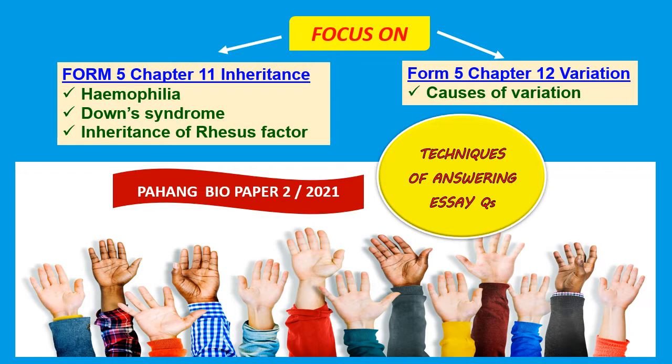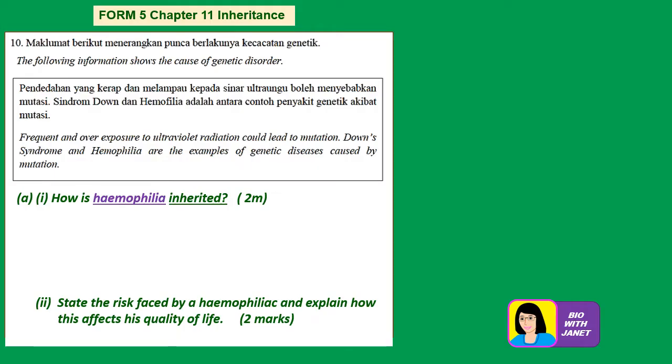In this video, we'll be focusing on two chapters in Form 5. Chapter 11, Inheritance. The topics involved are Haemophilia, Down syndrome and the differences between them, and then also the inheritance of Rhesus factor, where you will be drawing a schematic diagram. Then the other chapter is Form 5, Chapter 12 on variation. We'll be discussing the causes of variation and learning how to write it in an essay answer. Then apart from that, we'll be learning the techniques of answering essay questions. Let's look at the first question.